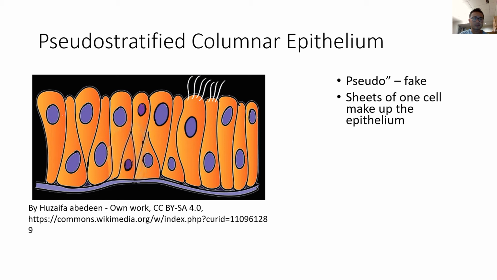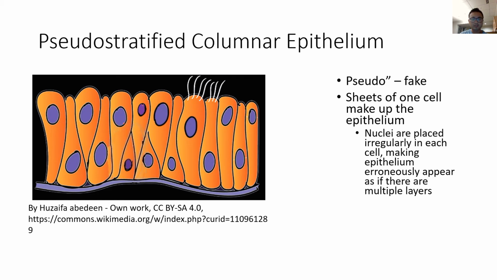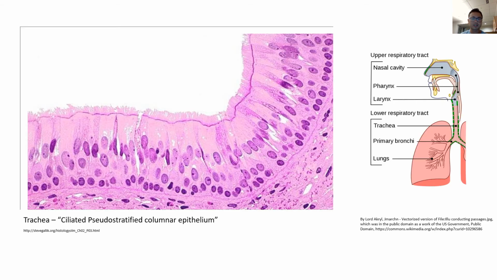And the reason why this pseudostratified columnar epithelium looks like there are columnar cells stacked on top of one another is because these nuclei are placed in a sort of erratic way. But in actuality, there aren't multiple layers of cells. Each cell that makes up this sheet is touching the basement membrane. And so you're going to find the pseudostratified columnar epithelium in the respiratory and digestive tract.